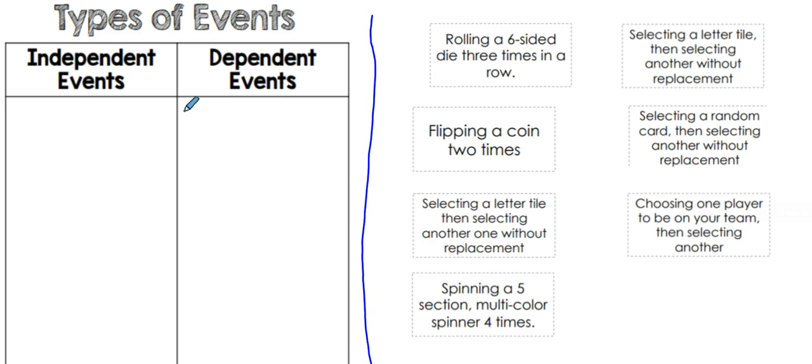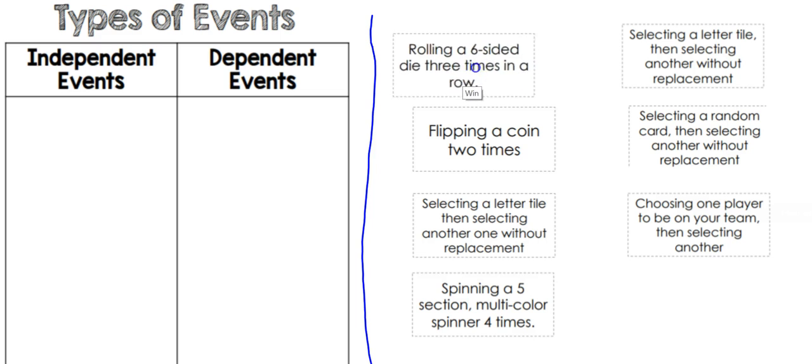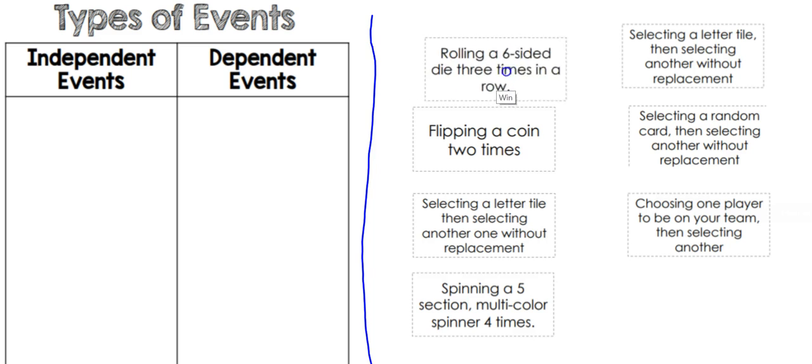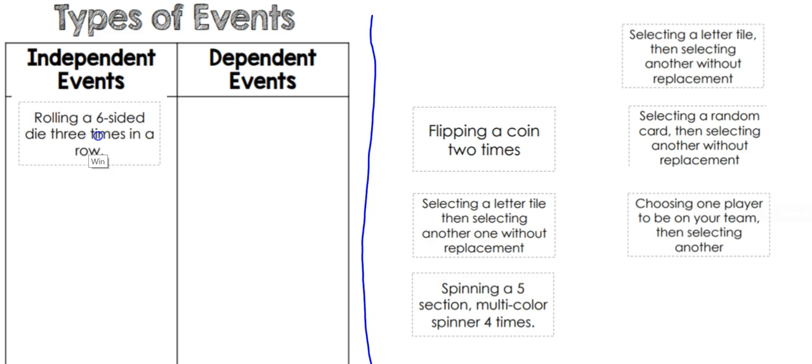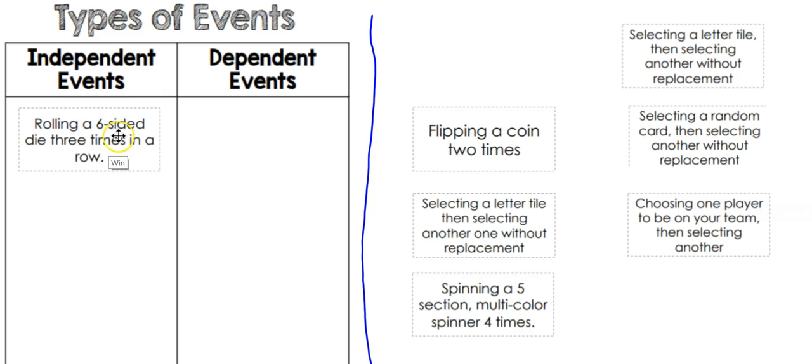All right, let's go over these events and see how you did. The first one we're going to look at is rolling a 6-sided die 3 times in a row. Did you say that was independent or dependent? If you said independent, that was correct. What I get one time has no impact on what I get next time. So rolling it 3 times in a row, each time I still have a 1 in 6 chance: 1 in 6 times 1 in 6 times 1 in 6.